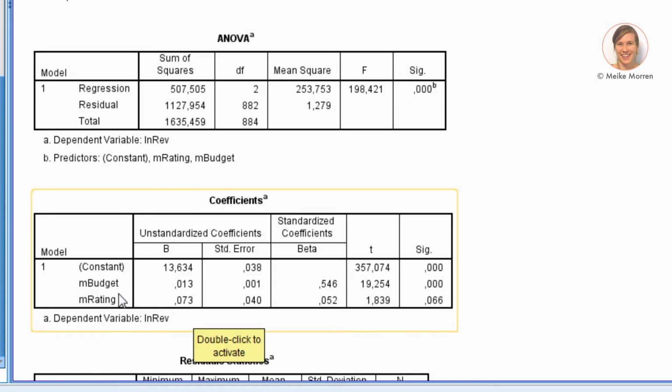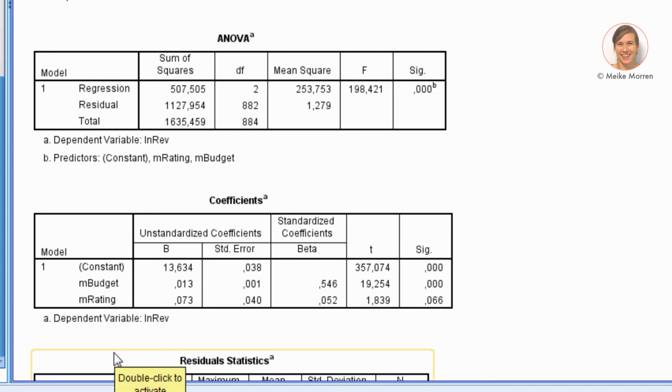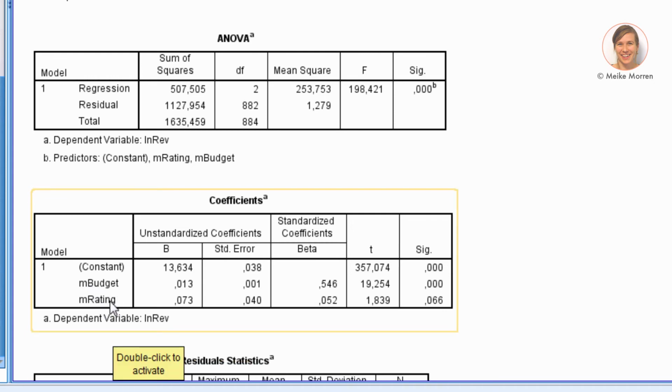Now this budget and rating, of course, a 1 point increase in rating means something else than a 1 point increase in budget. As we already saw, budget runs from 2 to 250, while rating only runs from 1.6 to 8.8, meaning that a 1 point increase in rating means something else than a 1 point increase in budget. And therefore these unstandardized coefficients are very difficult to compare.